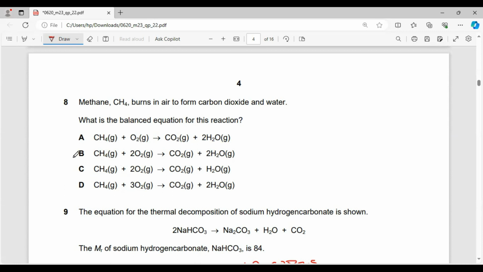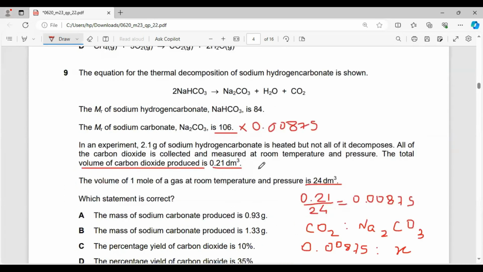So the correct option here is B. The equation for the thermal decomposition of sodium hydrogen carbonate is shown. 2NaHCO3 gives Na2CO3 plus H2O plus CO2. The molecular mass of sodium hydrogen carbonate is 84. The molecular mass of sodium carbonate is 106.